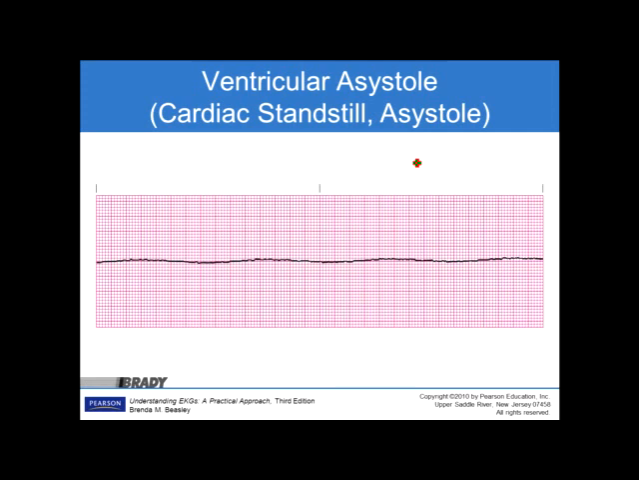No electrical activity. The question that should come to your mind: what has created this environment that the myocardial tissue in the heart cannot produce a cardiac output or an electrical beat?